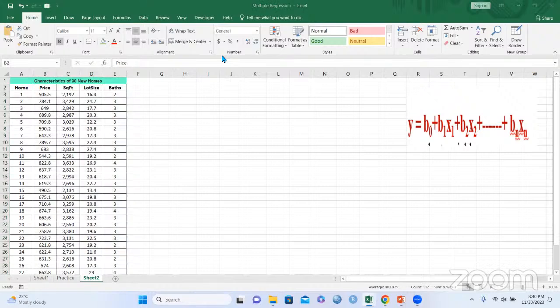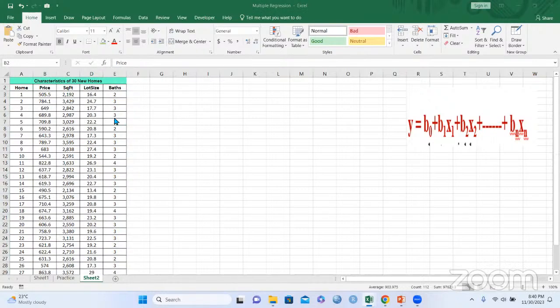Square feet would be X. That would determine the price, the lot size, and the bathrooms. Dependent variable would be the price. So price would be the dependent variable, the Y variable, and the square feet, the area, would be x1, lot size x2, and baths x3.